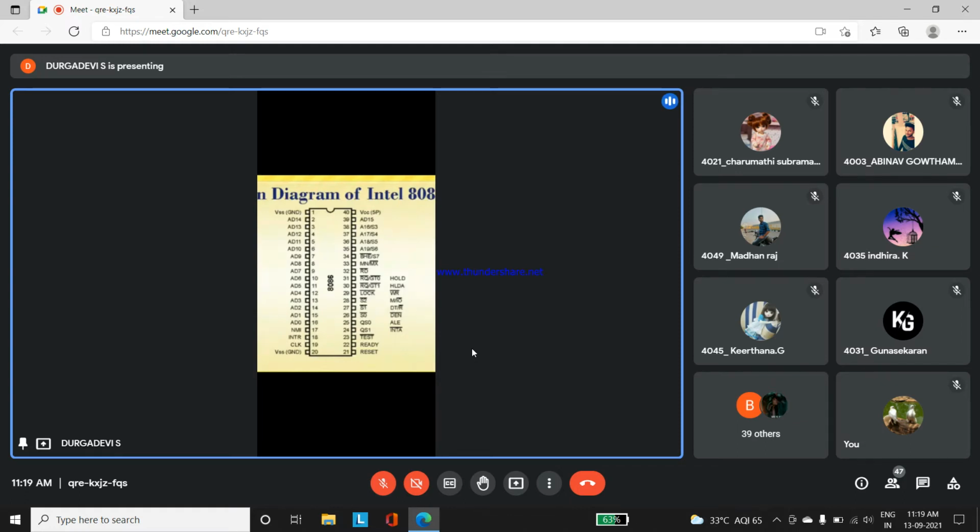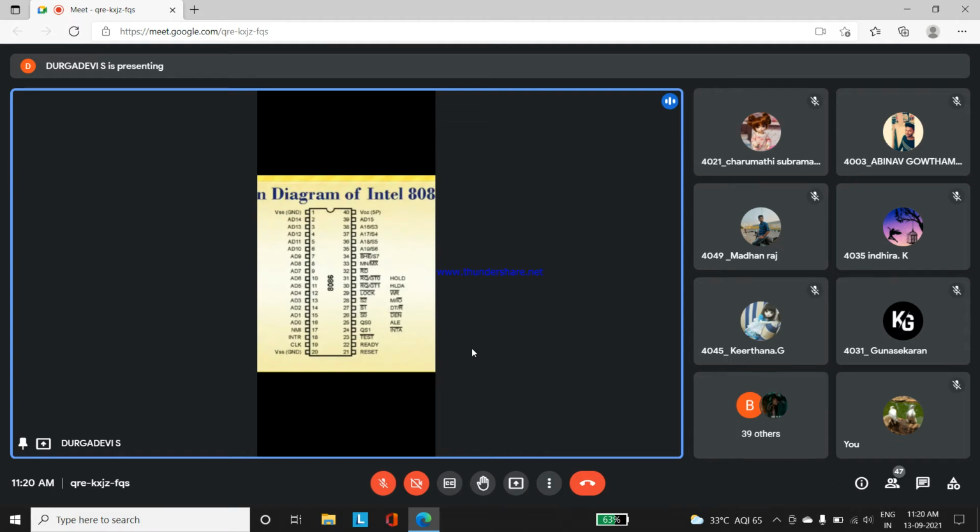One more thing you have to know: your data bus is always bidirectional because data will flow from processor to memory, memory to processor, and IO device. Whereas address bus is always unidirectional. In the drawing, which I'll show you in the next class, a single head arrow mark means it is unidirectional. If you have an arrow mark with both directions, it is called bidirectional. Okay, today we will start.